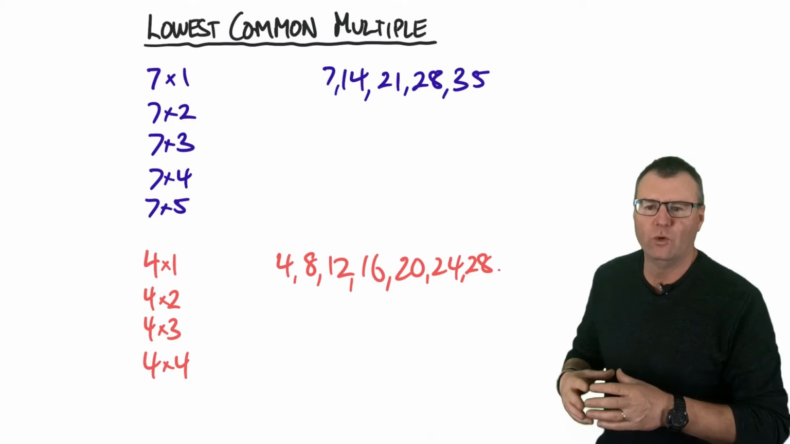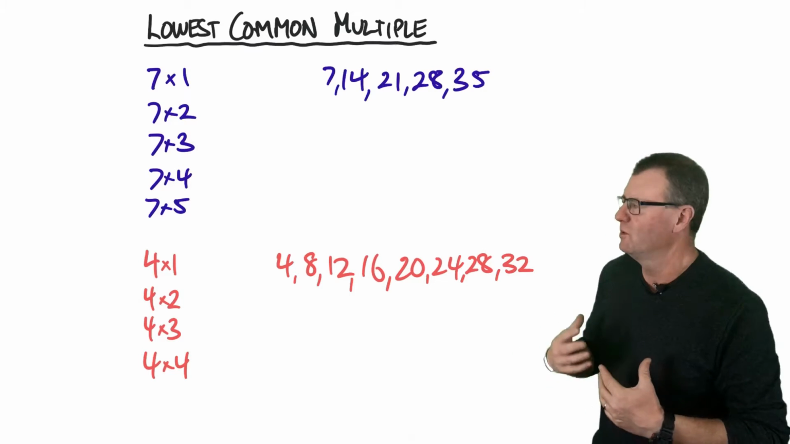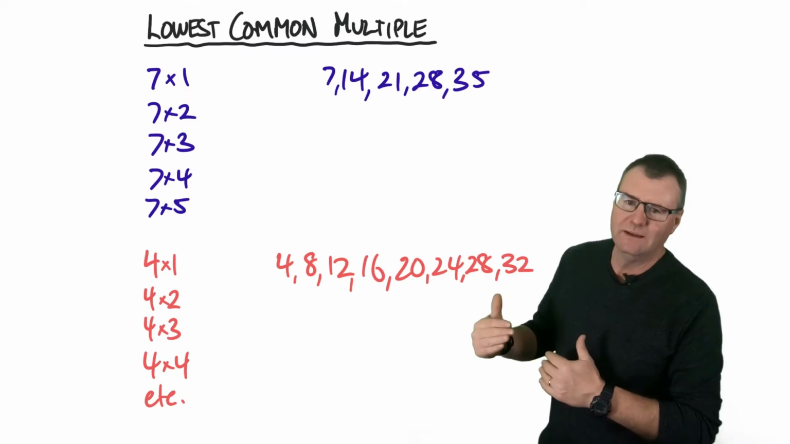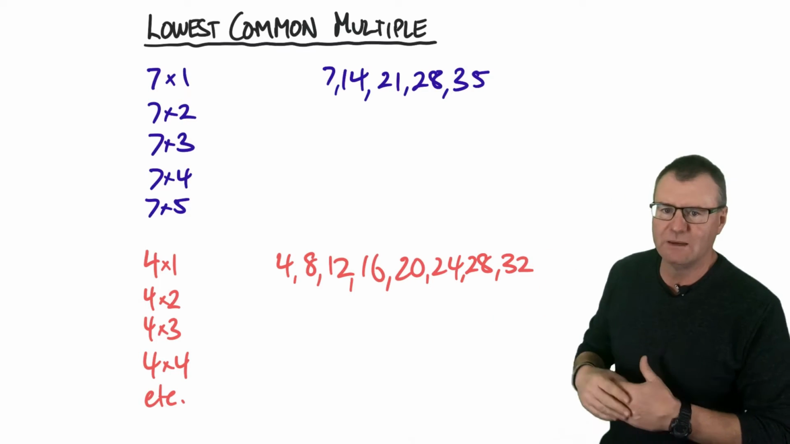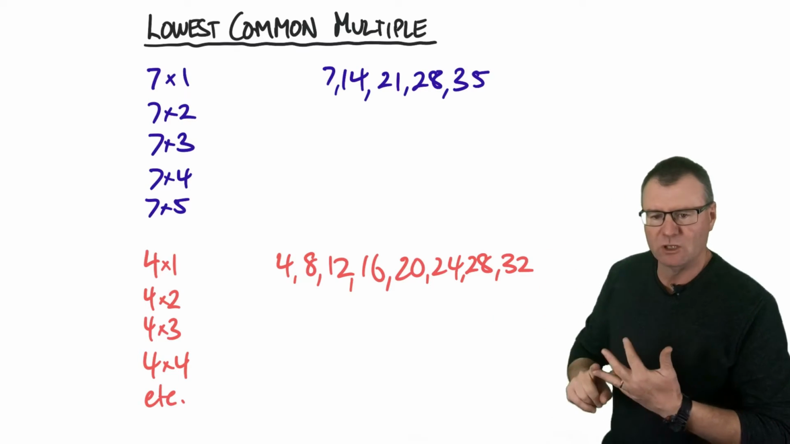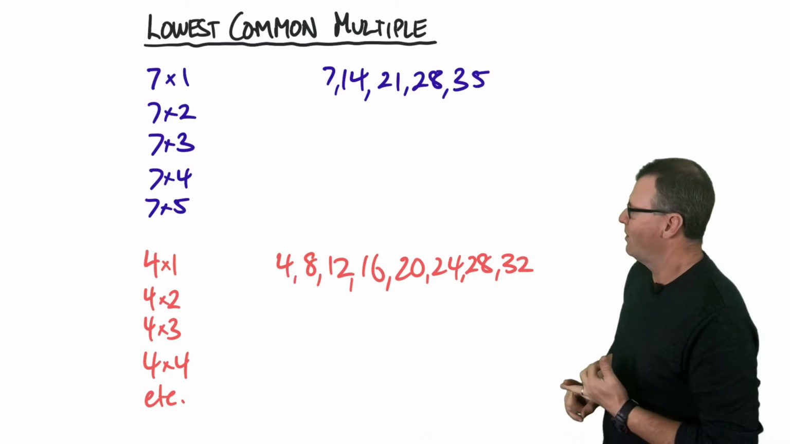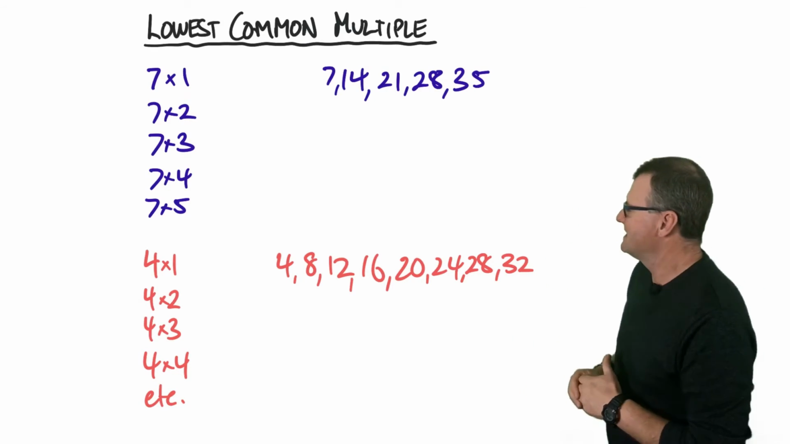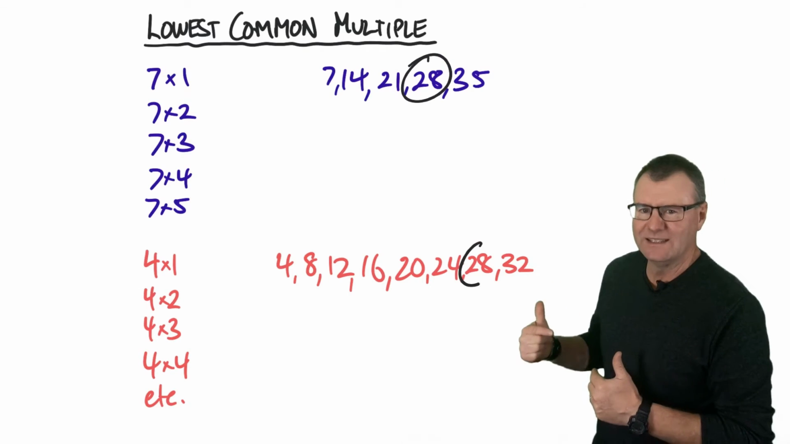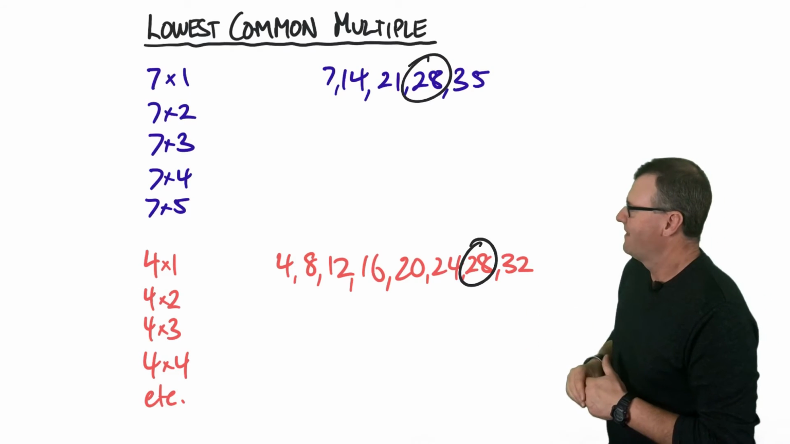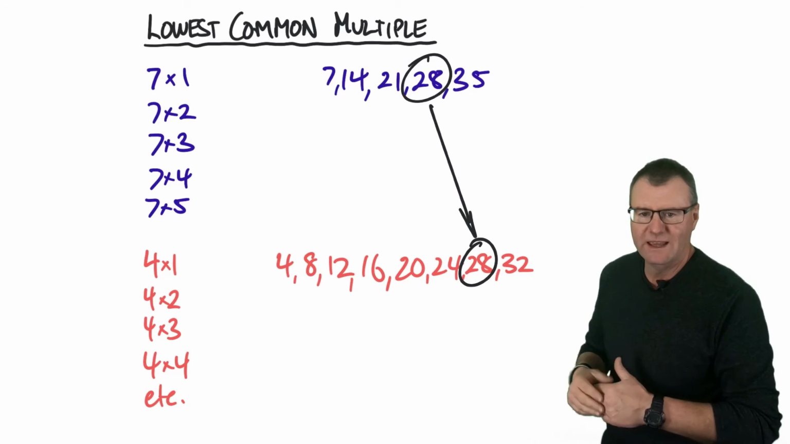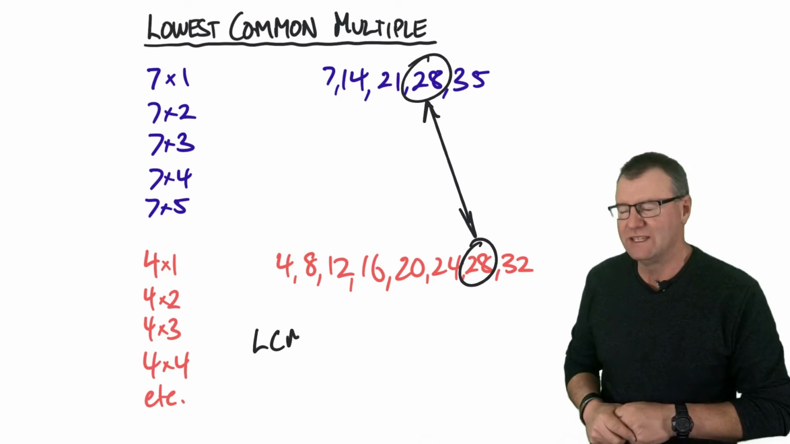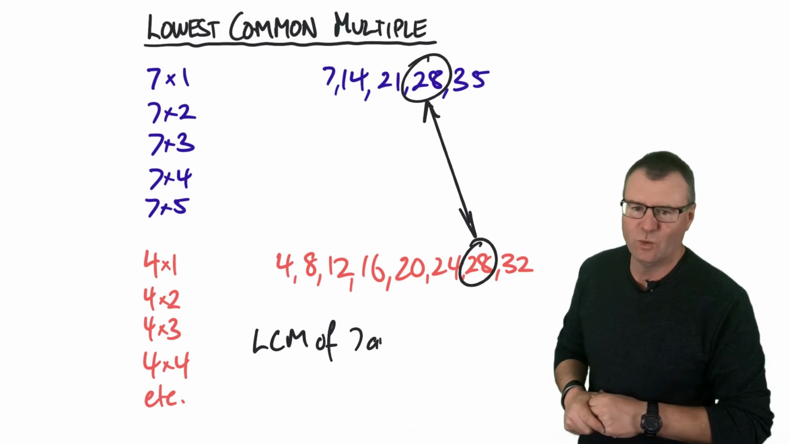Now I'm looking for the lowest common multiple of 7 and 4. In other words, the lowest number that appears on both of those lists. It's a multiple of 7 and it's a multiple of 4, so it's common to both, and it's the lowest one. And as I have a look on that list, I can see that 28 is the smallest number that is a multiple of both 7 and 4. So we say that the lowest common multiple of 7 and 4 is 28.